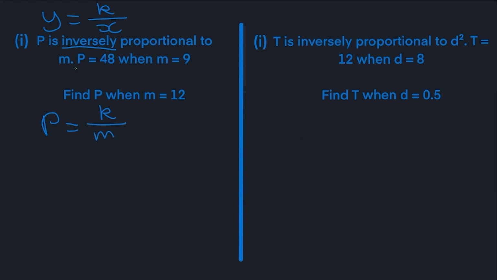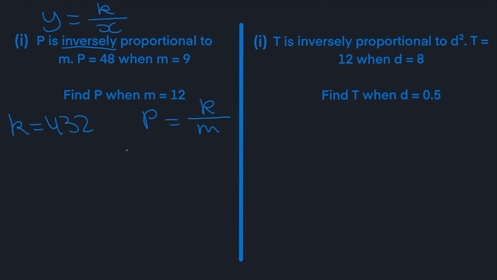It also tells us that p is equal to 48 when m is equal to 9, and to find p when m is equal to 12. Well, we know that p is 48, m is 9, so 48 is equal to k over 9. We just substituted in the values, as you can see, and multiply both sides by 9, so that we can find out what k is. So 432 is equal to k.